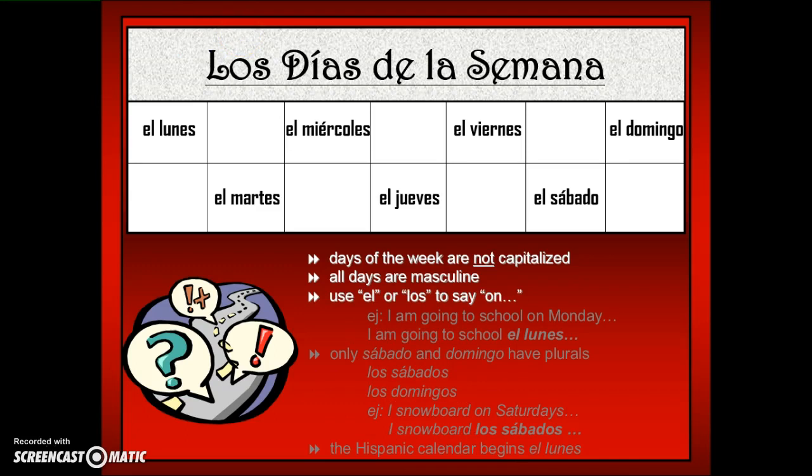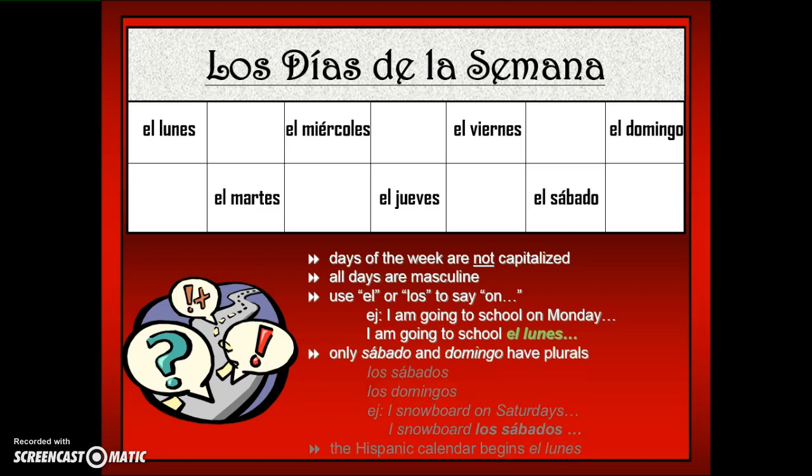Also, you would use the words el or los, which are called articles, to say on. So for example, I am going to school on Monday. We say that in English, on Monday. In Español, in order to say on, you use the article el. I am going to school el lunes, on Monday.